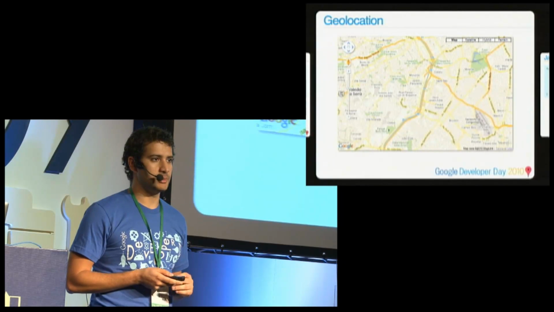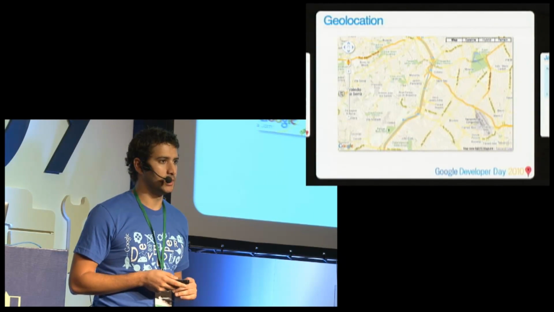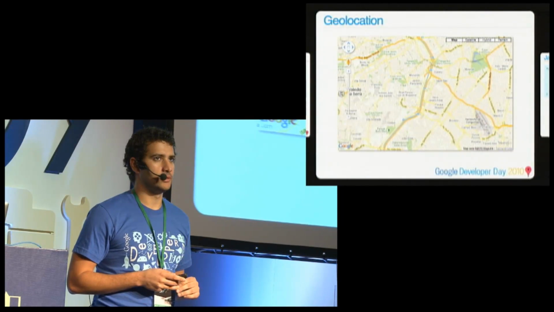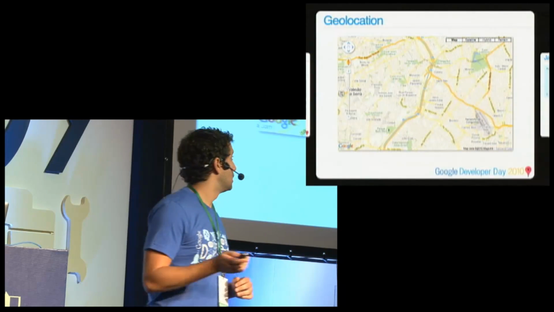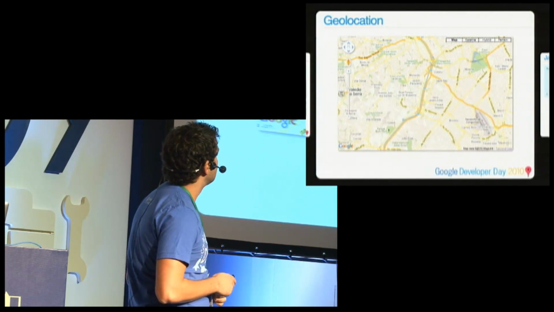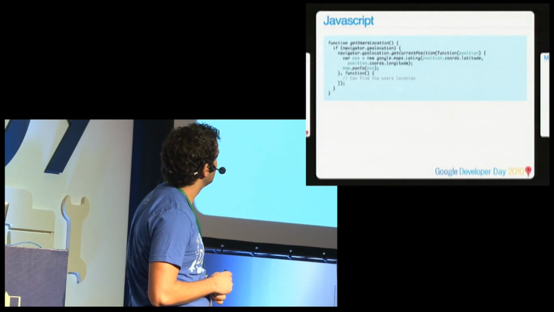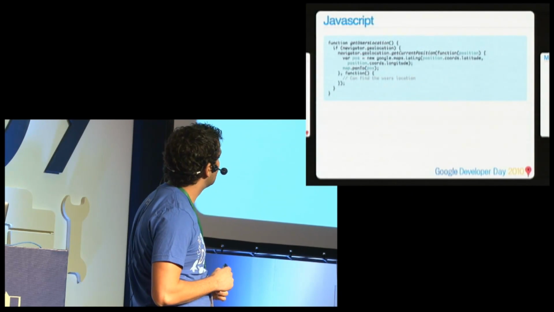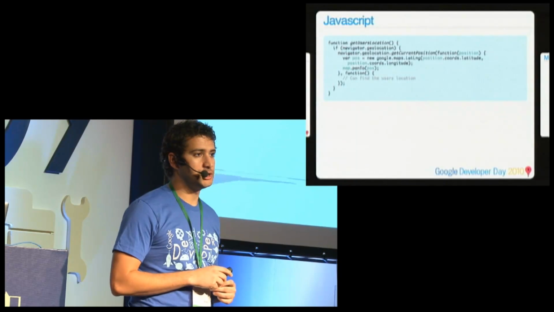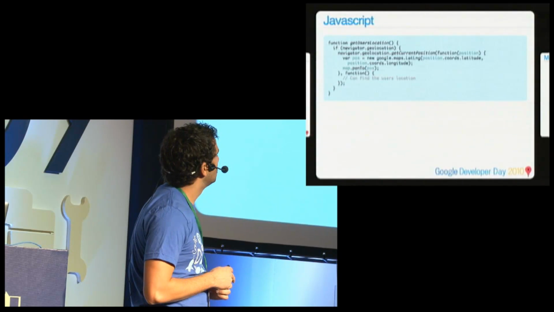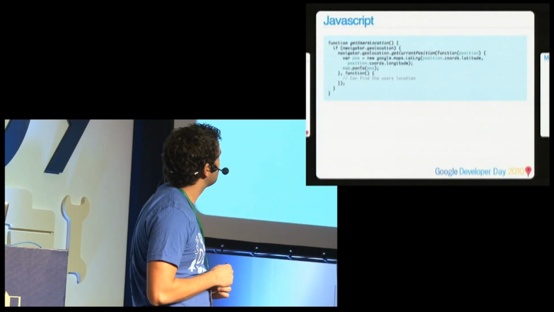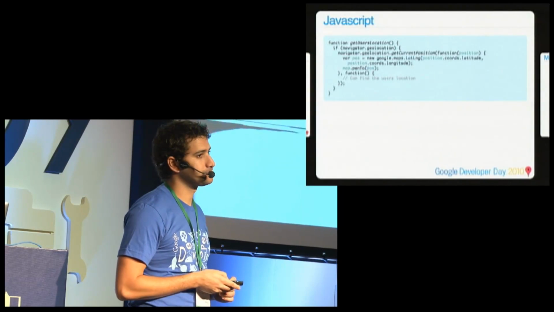This is an HTML5 feature, widely supported across all the smartphone mobile browsers, as well as Safari and Firefox and Chrome on the laptop. I'm running Chrome right here. Let's see what the code looks like. Again, not a lot of code. Just need to check if navigator.geolocation exists. That means the browser supports geolocation. I will get the current position and then just pan the map to that position.